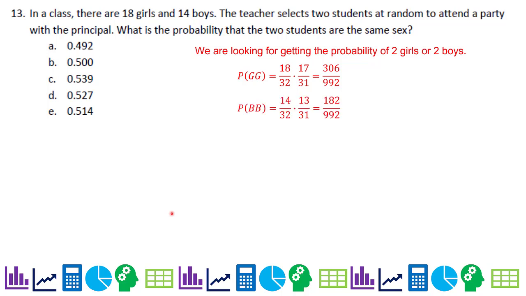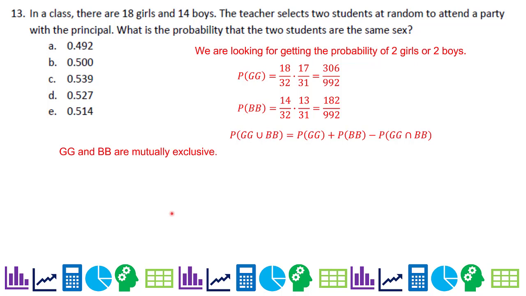The probability of 2 boys, I start with 14 out of 32, and then I multiply by 13 out of 31. I get 182 out of 992. But I'm looking for the probability of either of these situations occurring. So I would say probability of girl plus probability of boy minus probability I get both girl and boy. But those are mutually exclusive, so that's going to turn into a 0. So I'm going to put in my fractions. You can see my 0 right there, right? And then when I add them all up, I get 488 over 992, which is 0.492. So there's the solution to number 13.